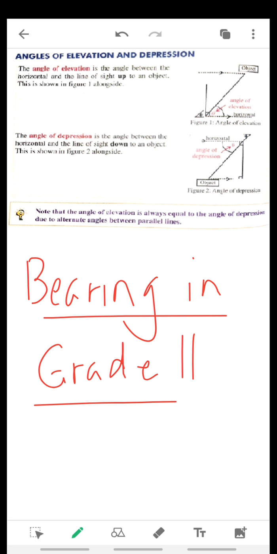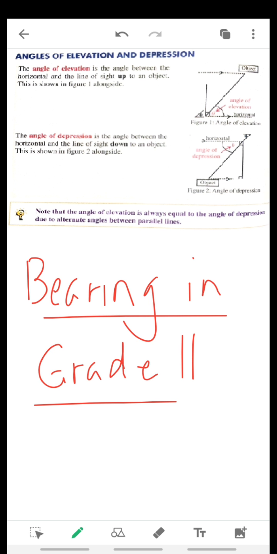So if you are given an angle of depression, just know that you already have the angle of elevation because they will be equal. Or if you have an angle of elevation and you are asked to find the angle of depression, just know that you have it because they will be equal due to alternate angles.